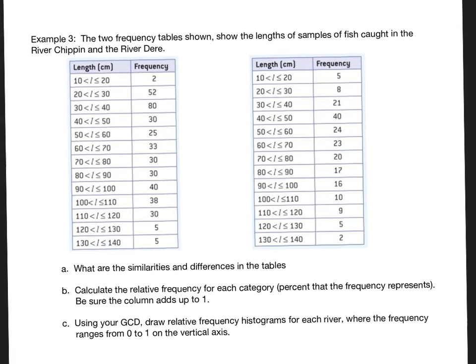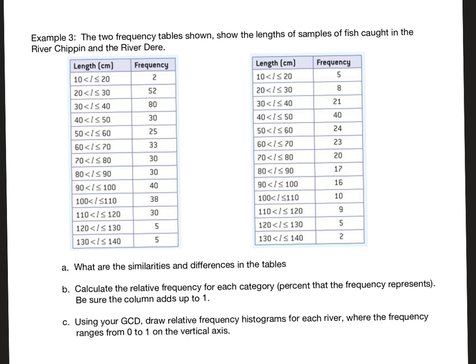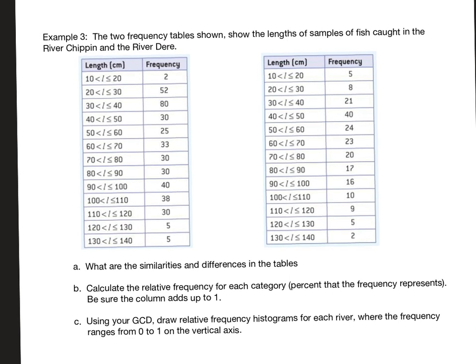All right, and then example 3. There's 2 different frequency tables. All right, these are fish that were caught in these 2 particular rivers. So the similarities between these 2 is the class widths, right? We go from 10 to 20 here, 10 to 20 here, 20 to 30 here, 20 to 30, right? It's exactly the same. But the difference is, all right, and it may take you a couple minutes to do this, is there are 400 fish caught in this particular river, but only 200 caught in this river.